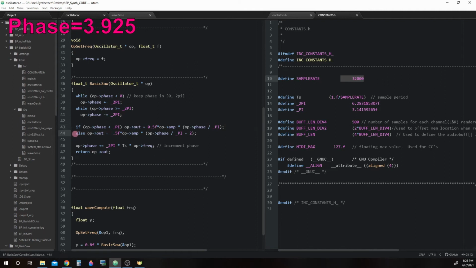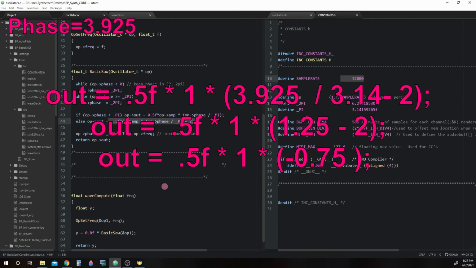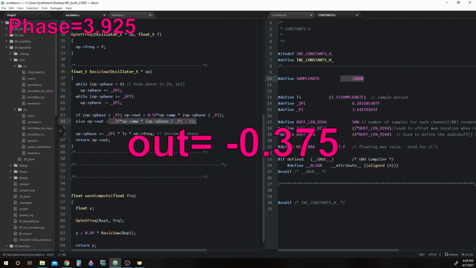So we must use the else method, which is 0.5 times amp times phase divided by pi minus 2. So we plug in our values and we get out equals 0.5 times 1 times 3.925 divided by pi minus 2. And that equates out to out equals 0.5 times 1 times 1.25 minus 2. And further evaluation brings it to 0.5 times 1 times negative 0.75. And our final result is negative 0.375. Now we are in the negative part of our waveform. It made a sudden jump from positive 0.46875 to a negative 0.375. Let's see what happens when we continue.